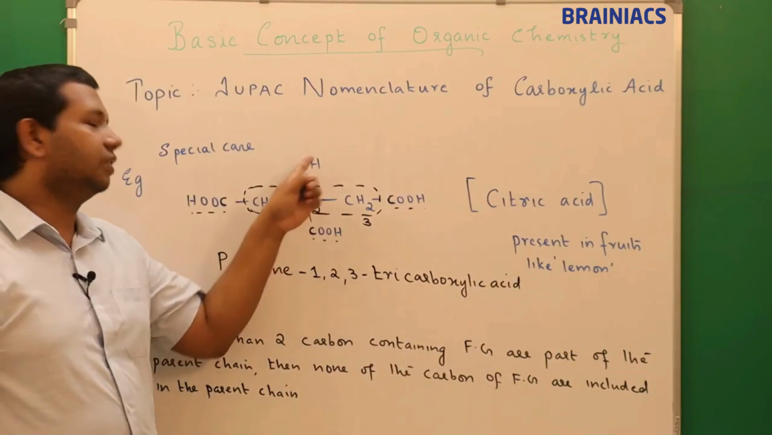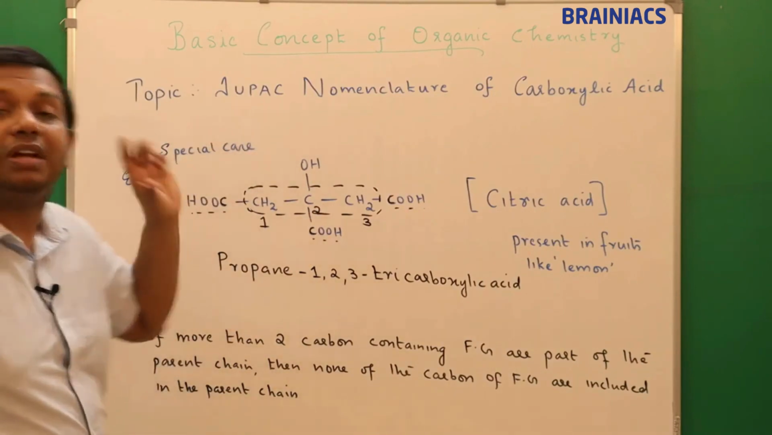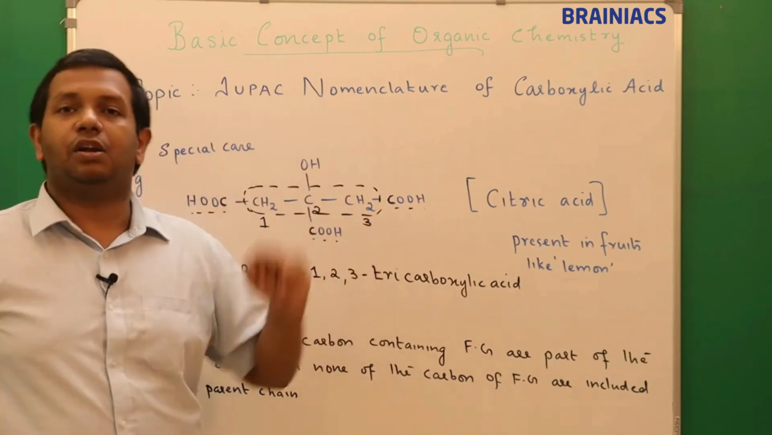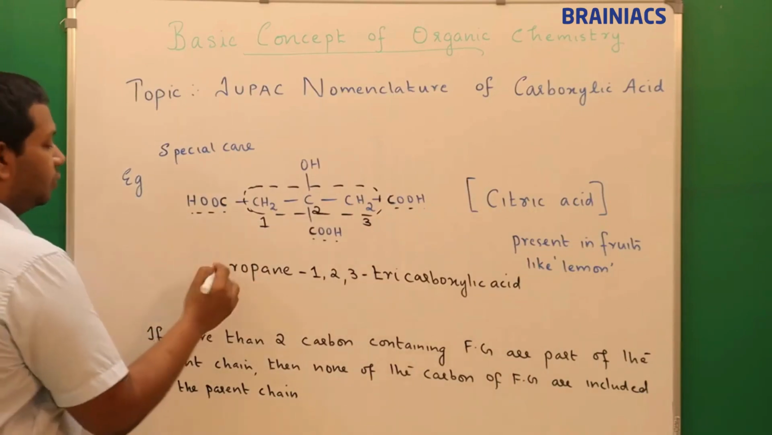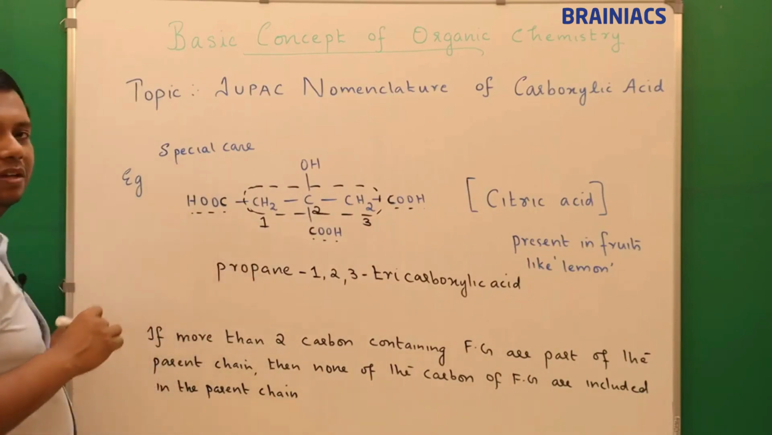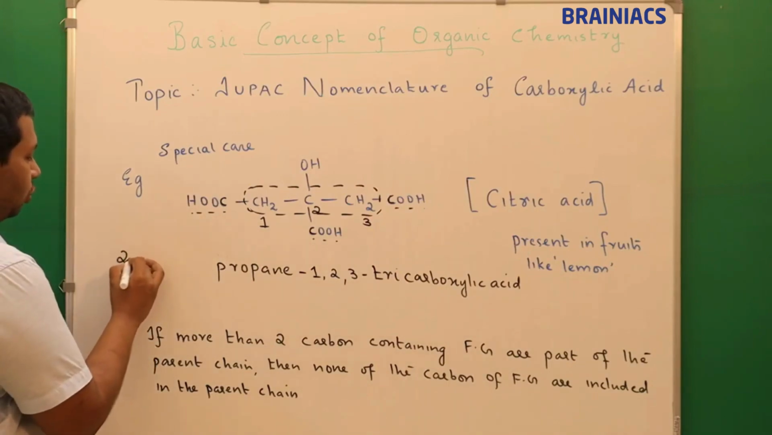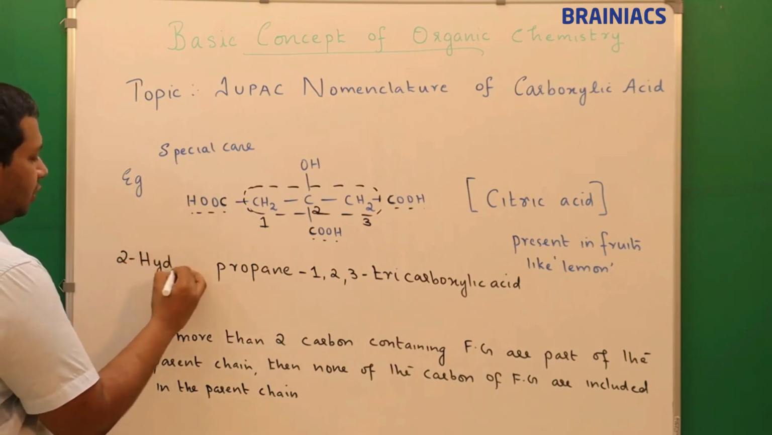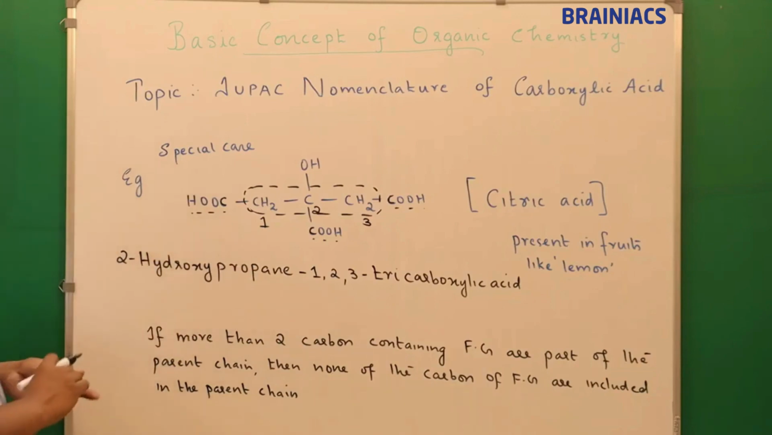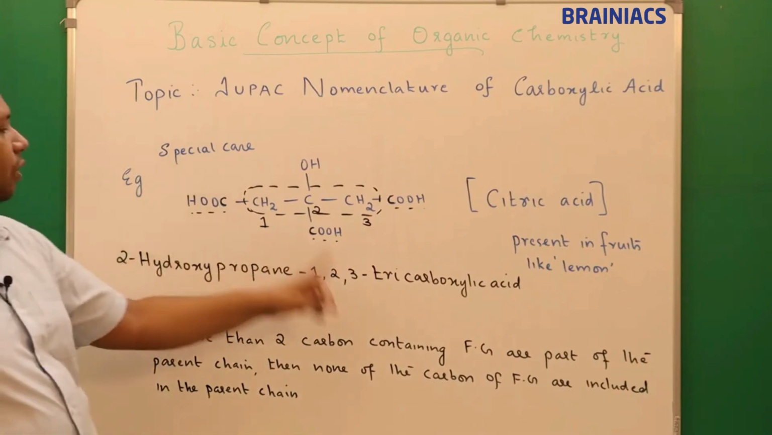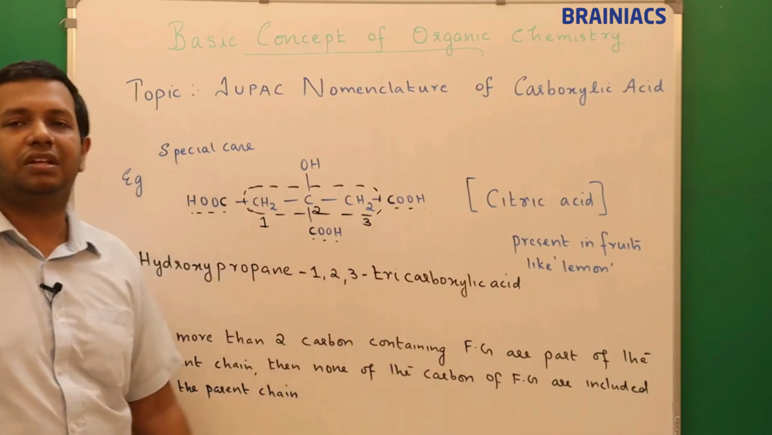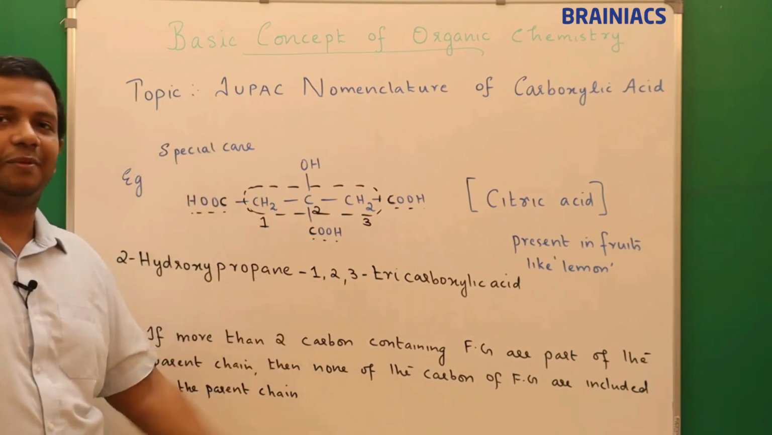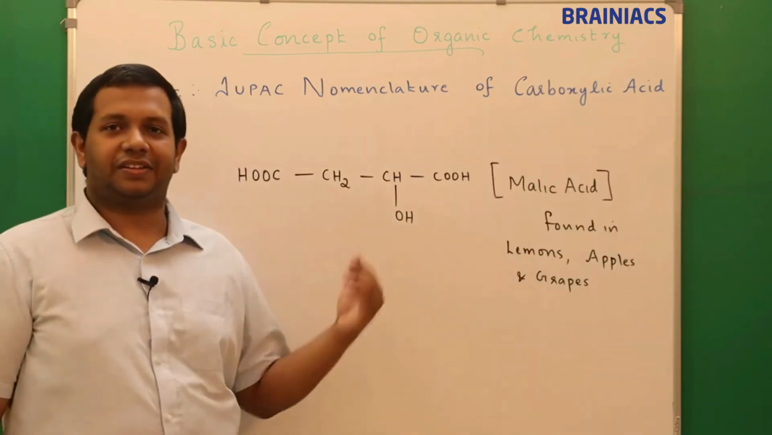Is the naming complete? No, because at the second position there is an OH group. In this case, the OH group behaves like a substituent. If the OH group behaves like a substituent, what prefix is used? Hydroxy. So my prefix is 2-hydroxy. 2-hydroxypropane-1,2,3-tricarboxylic acid. So this is the IUPAC name of citric acid. Please remember, very, very, very important. Okay, so we will see the next example.